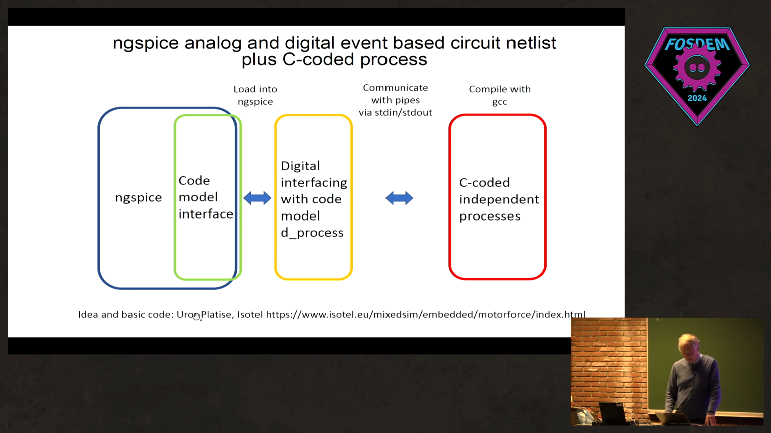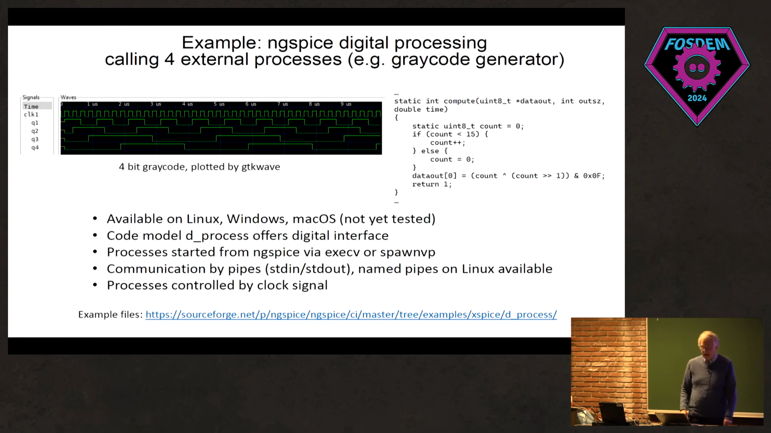This has been developed by Jaroš Platiše from Isotel some time ago, but for the recent version we have adapted and modified it a little bit, so it will also run under MS Windows. And now we can simulate circuits which have circuit blocks from C code. This is again a simple example. The C code you see here is a gray code generator.